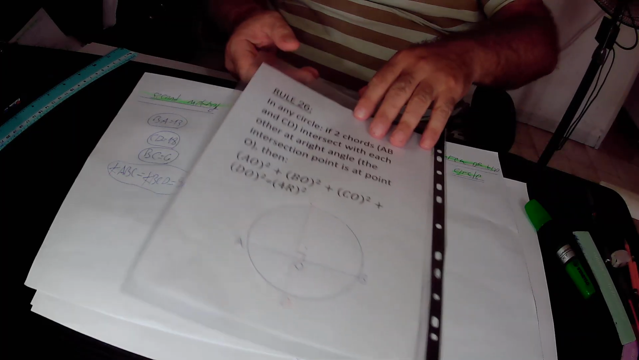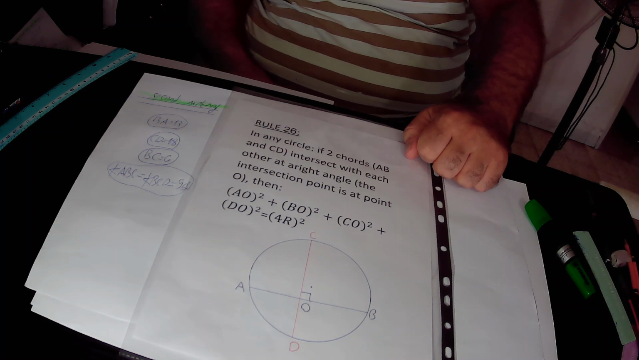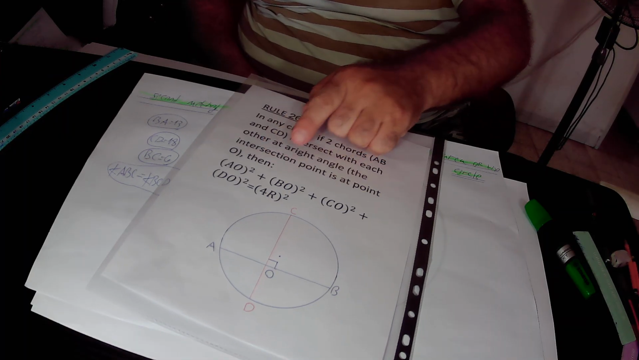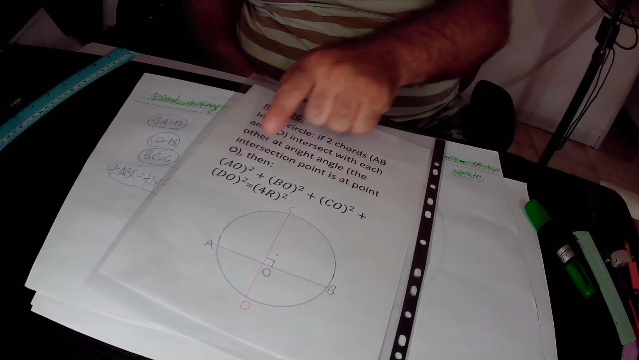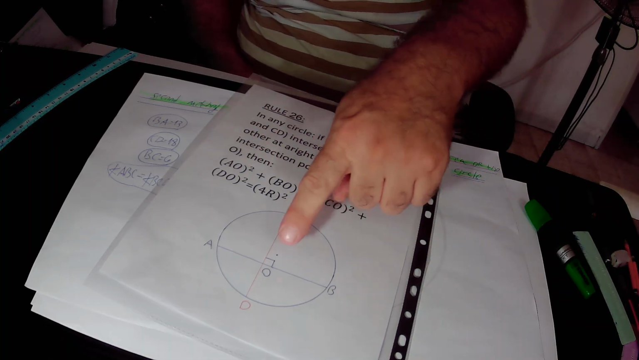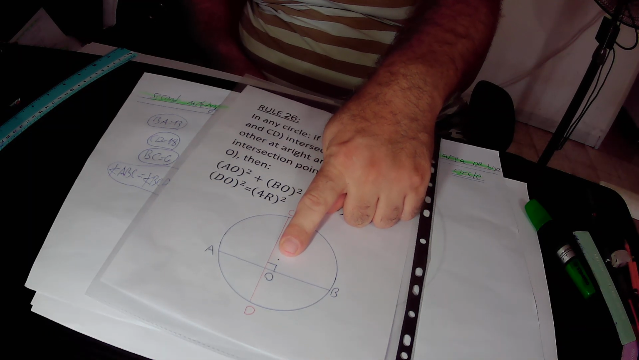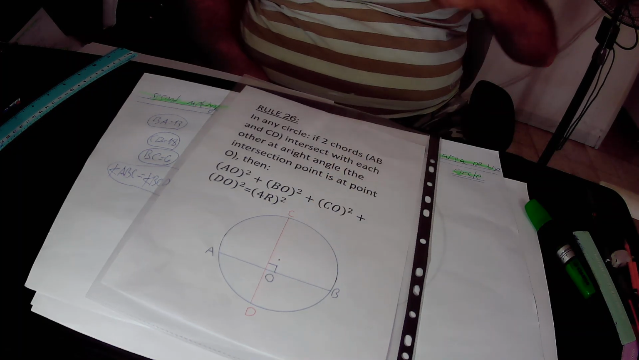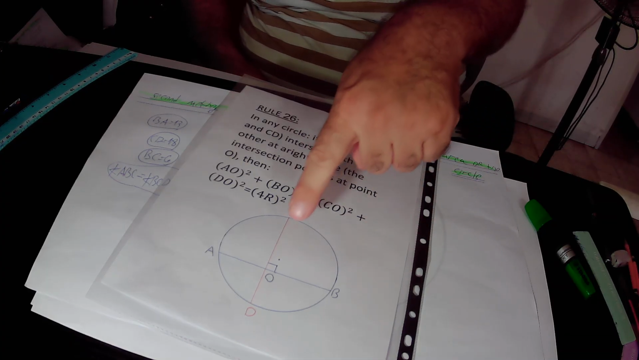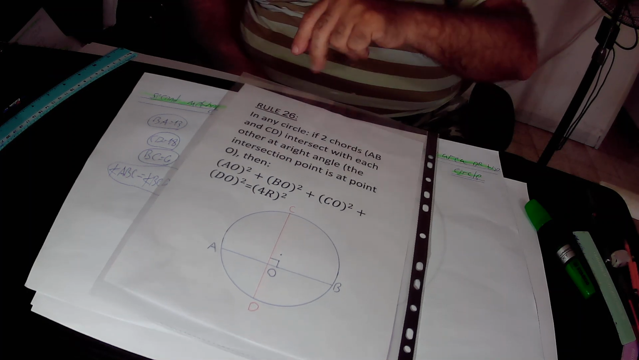According to rule 26, if two chords intersect with each other at 90 degrees, then the following equation is true: AO square plus BO square plus CO square plus DO square equals 4R square. So in this domain we have a circle, and chord AB intersects with chord CD at 90 degrees at the intersection point, point O. The equation holds, where R is the radius of the circle.